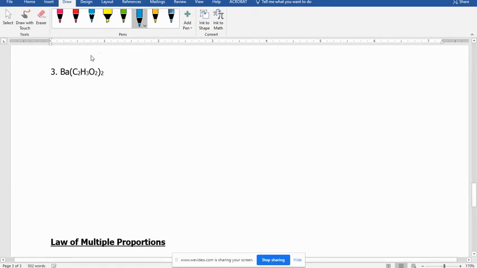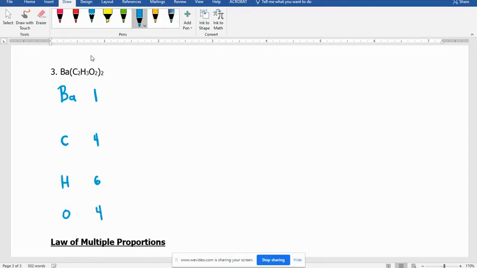So when we're doing our inventories here of our different elements, we have barium, we have carbon, we have hydrogen, and we have oxygen. And we need to figure out how many of each one we have. So this is outside the parentheses. There's no subscripts here, so there's only going to be 1 of those. For our carbon, we need to distribute. So 2 times 2 is 4. For our hydrogen, it's 2 times 3, so that's 6. And for our oxygen, 2 times 2 is 4.